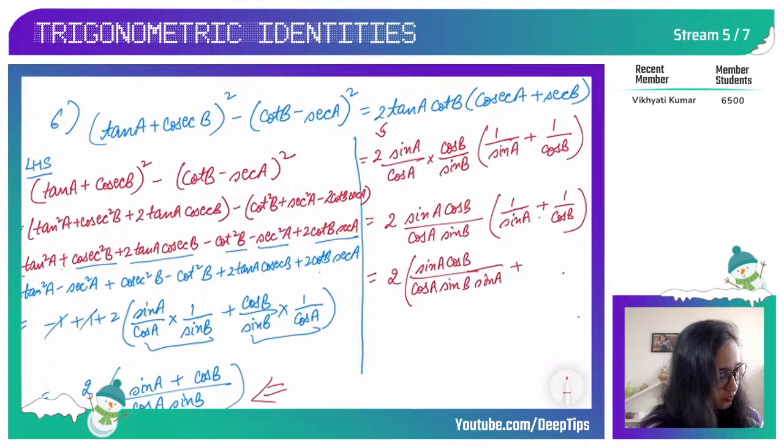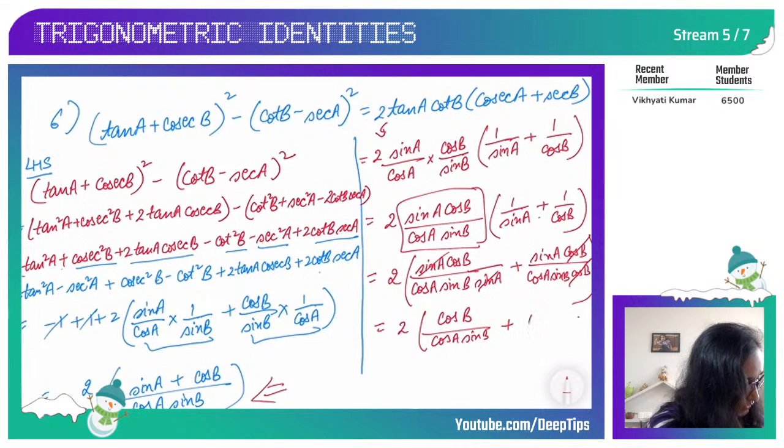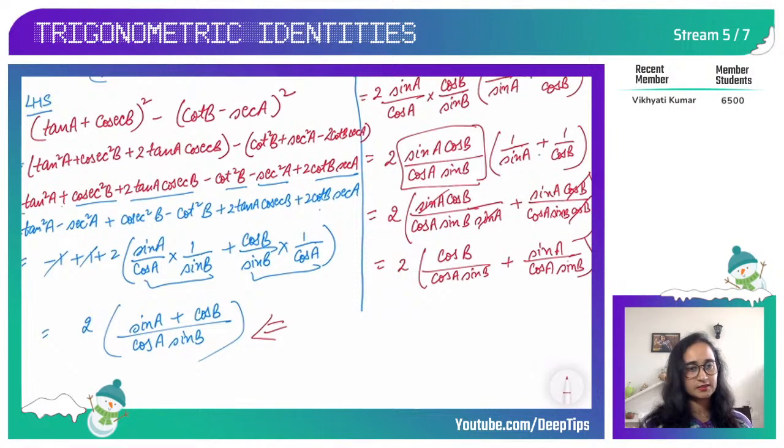I am multiplying both the terms inside the brackets with this term outside. So I am writing here sin A cos B upon cos A sin B times sin A, and sin A cos B upon cos A sin B times cos B. Cos B cancelled, sin A cancelled. So what do I get here? I get 2 times cos B upon cos A sin B plus sin A upon cos A sin B. Now let's see if I am close to my LHS.